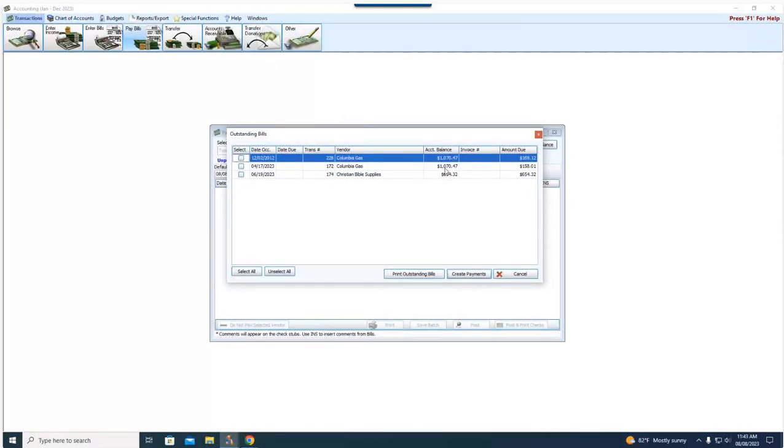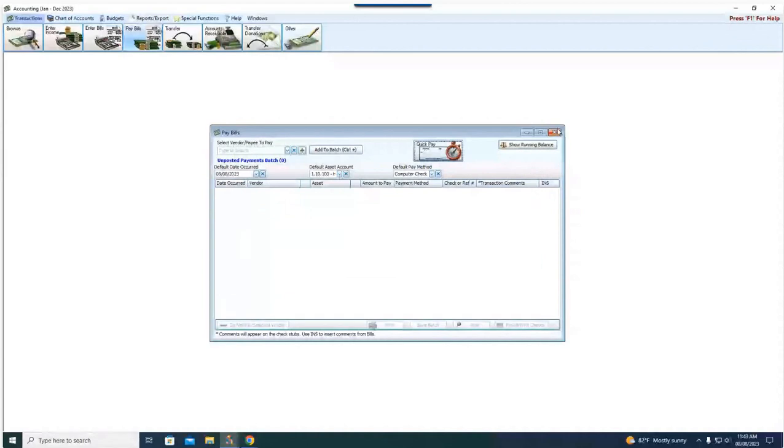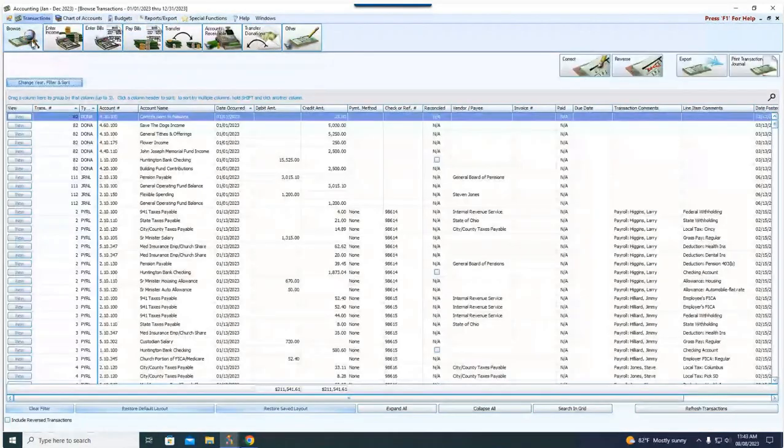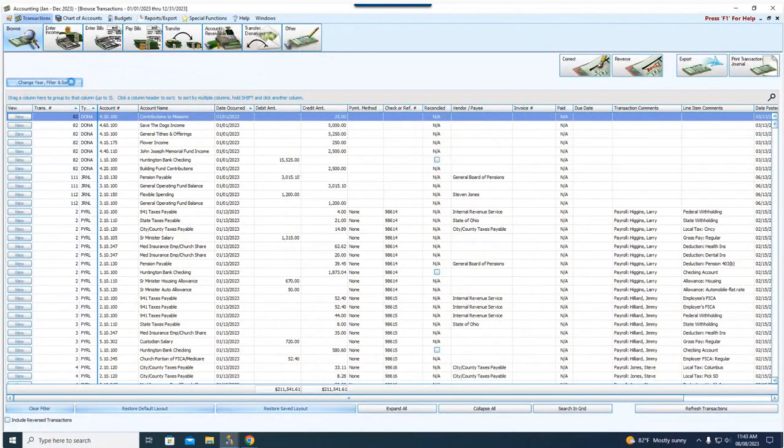So the two first things that come to mind are either I've got a missing payment or perhaps I've got a duplicate bill, but I can't speculate. I've got to find out. So what I'm going to do is close out and go back up to transactions and browse. And again, we're going to have the software do some work for us.